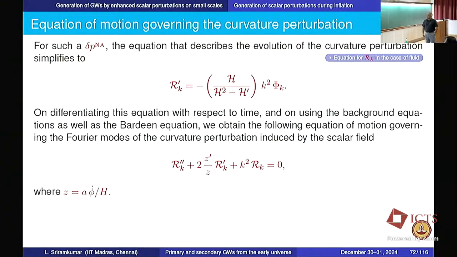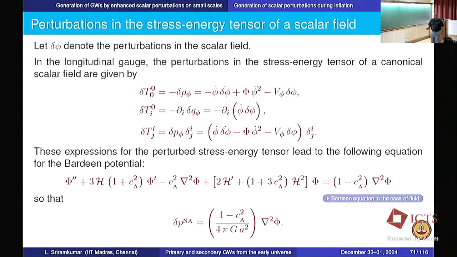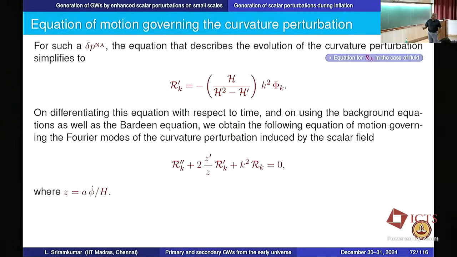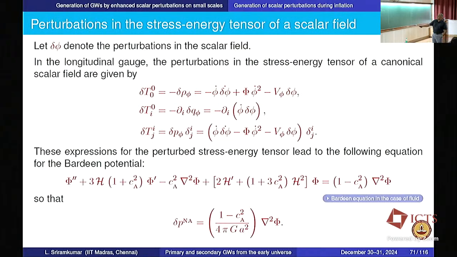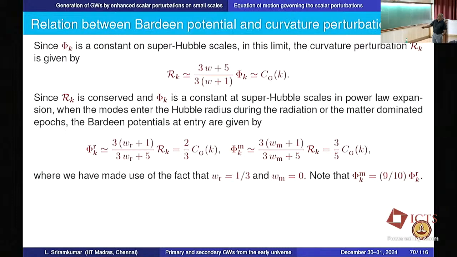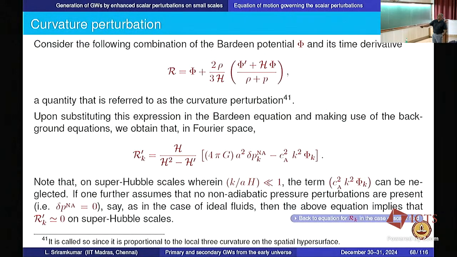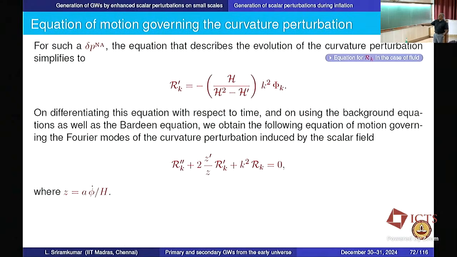And so what do we have? We had made use of this relation. We have made use of these equations here, and what you find is that during inflation, in the first order equation, we have an expression for delta p_NA. We plug in this expression for R prime, and therefore you arrive at this extremely simple relation for R_k, the curvature perturbation during inflation. And you differentiate it once more, and use the background equation. It has this simple form.